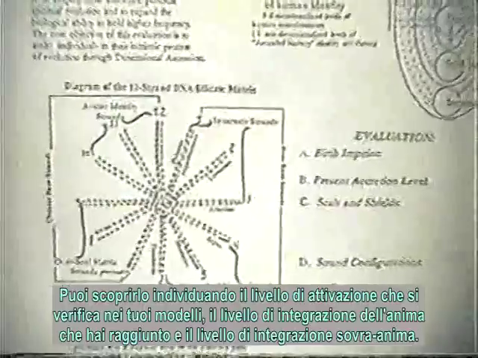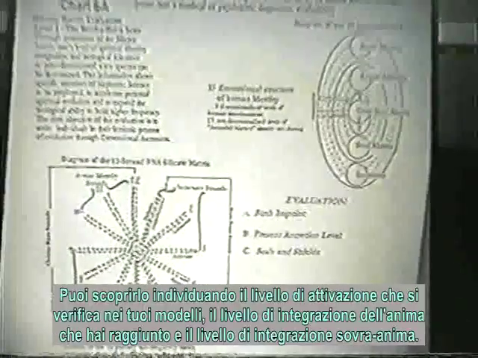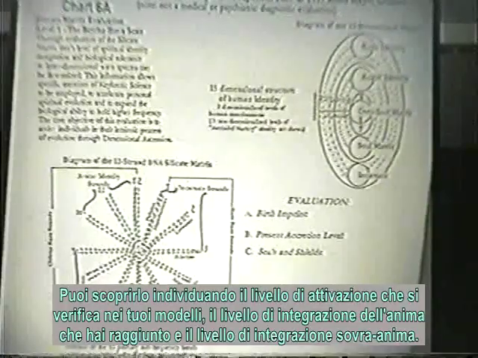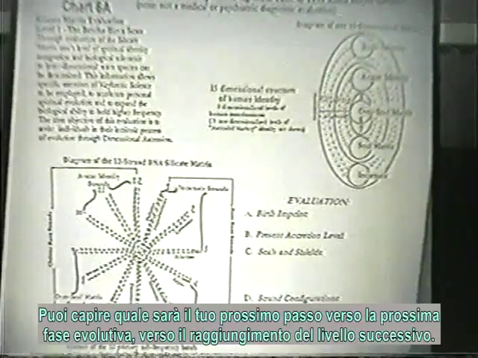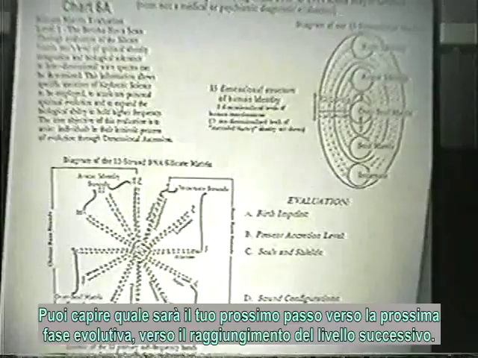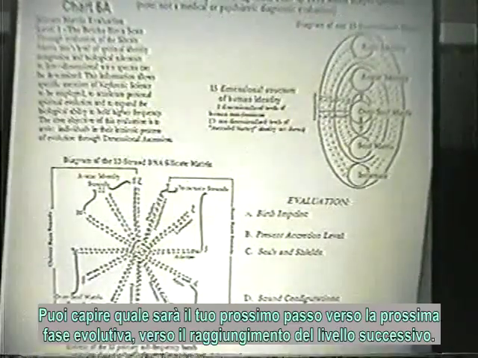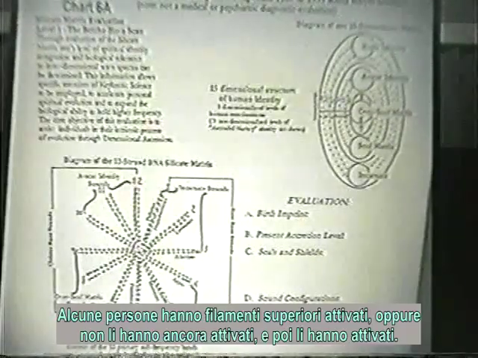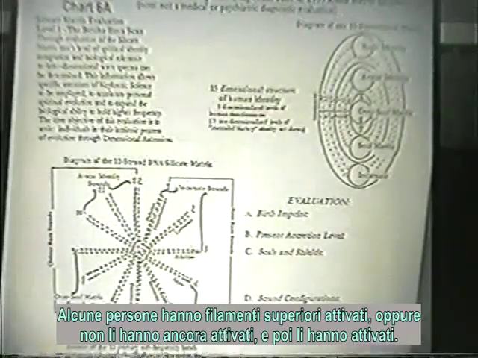You can tell by finding out what activation level is happening in your templates, what level of soul integration you have undergone, what level of oversoul integration. You can tell what your next step would be in your evolution, beginning the next level. Some people have the higher strands activated, but they don't have these activated yet.